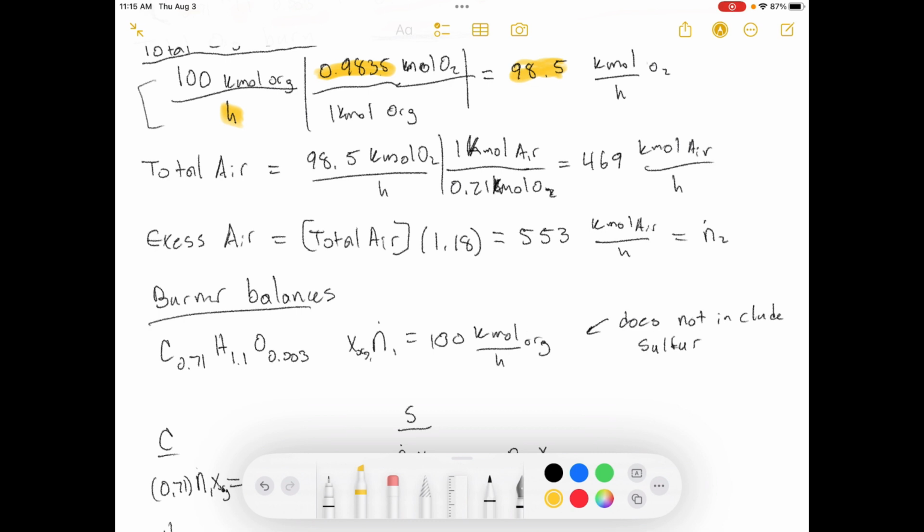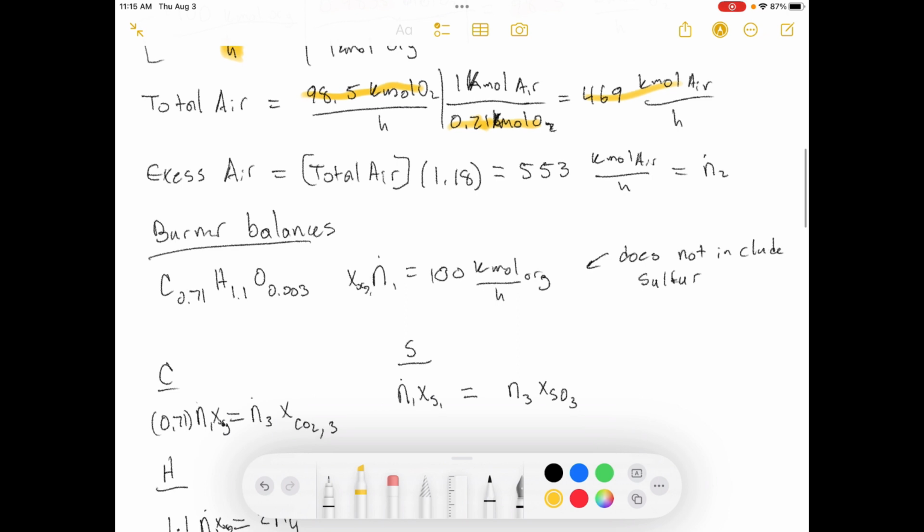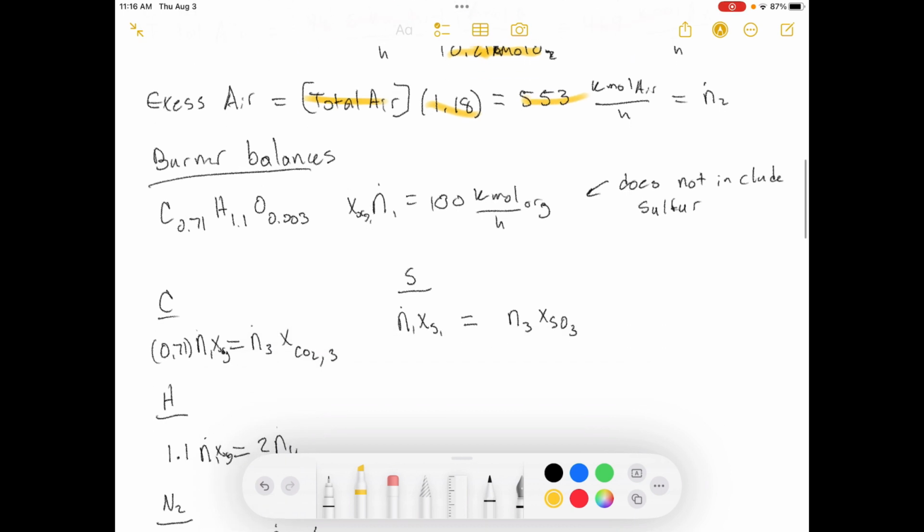Then we have total air. That would be the total amount of oxygen divided by 0.21, okay? Then that equals the total air. Excess air equals total air times whatever the excess percentage that they gave to us. That's what that is.